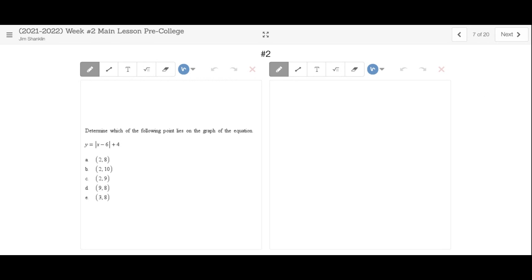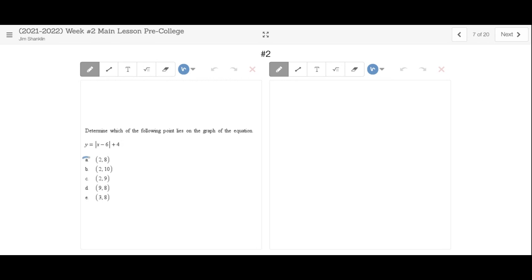All right. So if I was going to do this problem, first thing I would do is I'm looking at this, and I would just take each one of those points again, and I would just work them out. I'm just going to put 2 in for x. Well, then I have 2 minus 6. Well, that's negative 4. Well, the absolute value of negative 4 is positive 4. 4 plus 4 is 8.